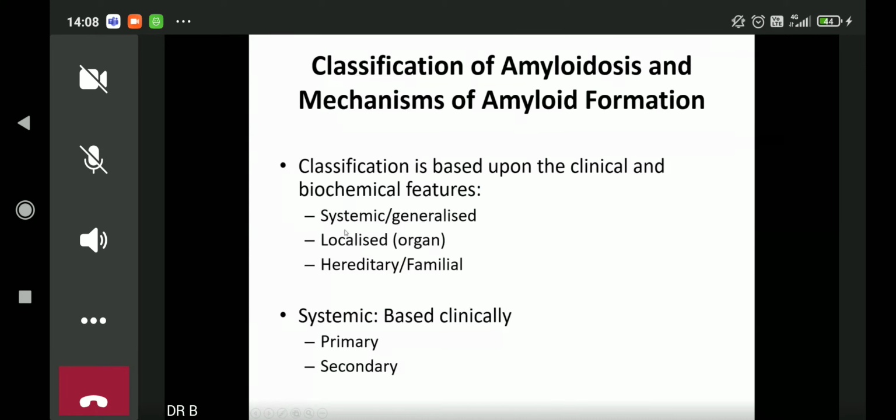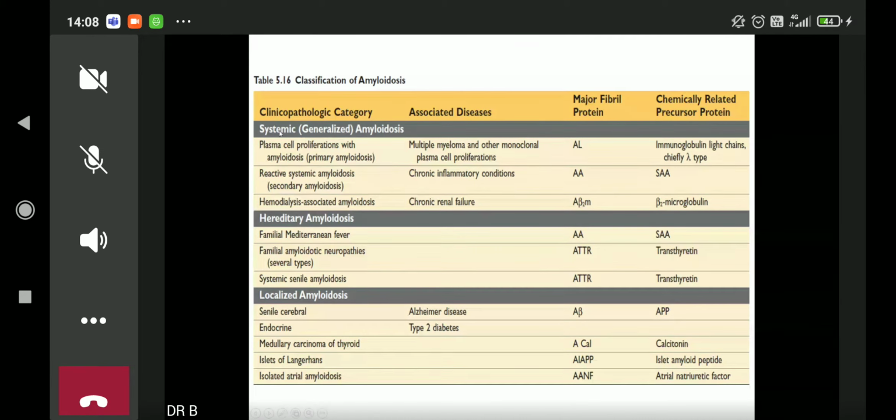So like I said, you have systemic, localized, and hereditary. Let's start with systemic or generalized amyloidosis, wherein if a person is suffering from such a condition, he will have generalized deposition of amyloid protein.